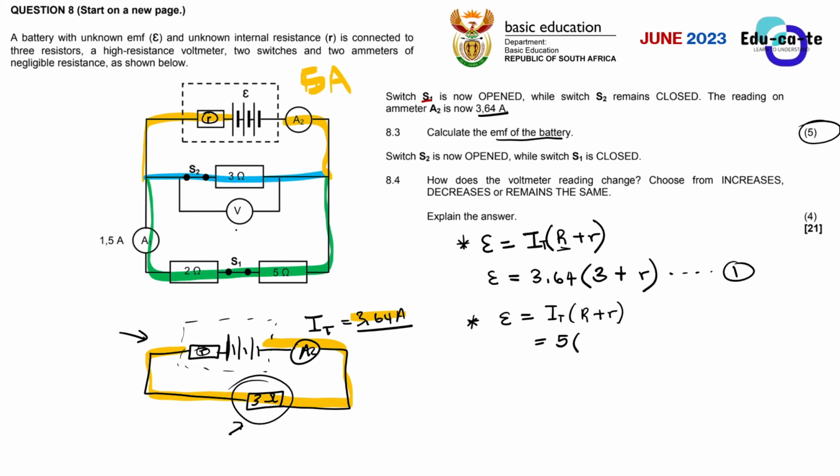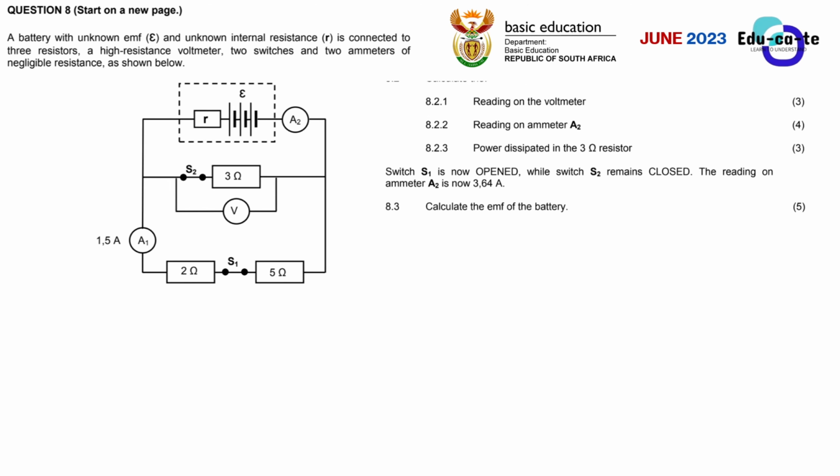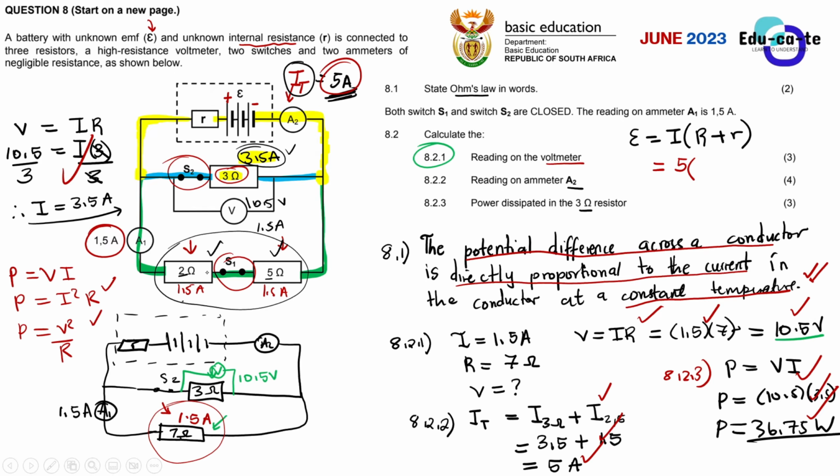Okay, so basically here, remember that in our modified circuit, we combine this 2 ohms and this 5 ohms resistor to form 7 ohms. So we can calculate the total external resistance here, because this was when switch S1 was closed. How can you calculate the total external resistance? Remember, these 3 ohms and the 7 ohms are parallel to one another.